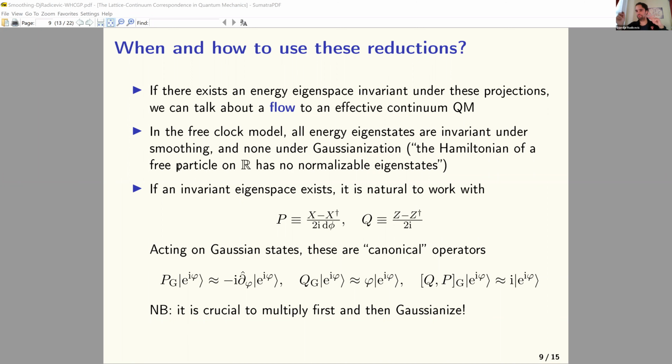Q acts as just a linear multiplication by the position phi. And most importantly, their commutator acts as the identity matrix times I. It's crucial that we multiply them first and then Gaussianize, because there are no matrices whose commutator is the identity matrix. It's impossible because the commutator has to be traceless. So you had to always do this.